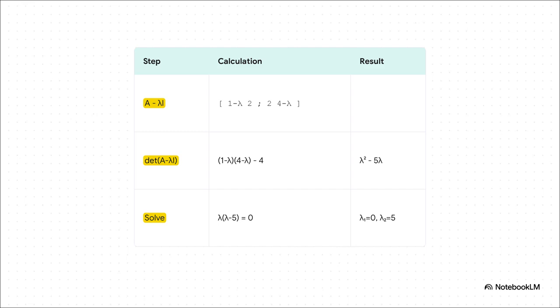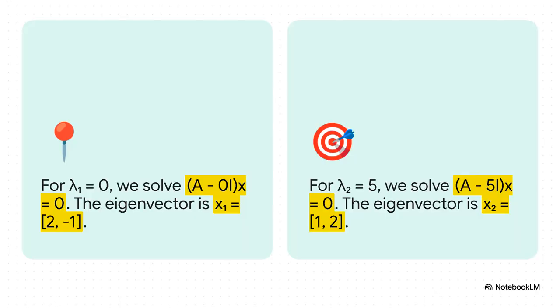That gives us a simple polynomial. We set that polynomial to 0, we solve for the roots, and bam, out pop our two magic numbers, our eigenvalues, in this case, 0 and 5. Now for the final step.